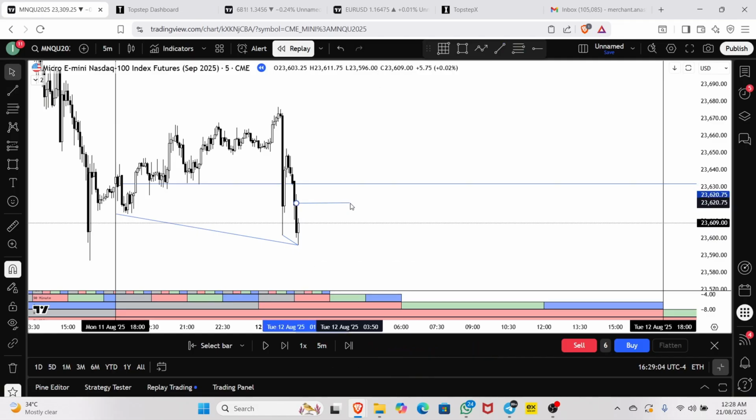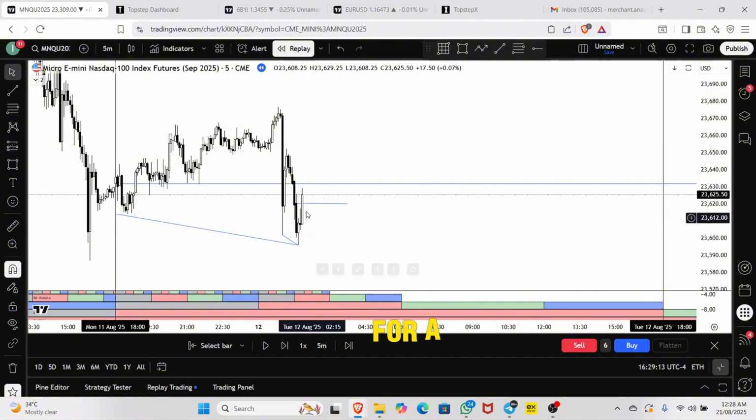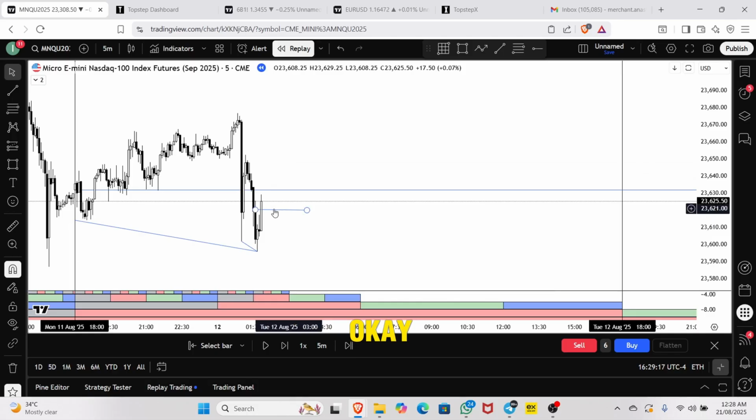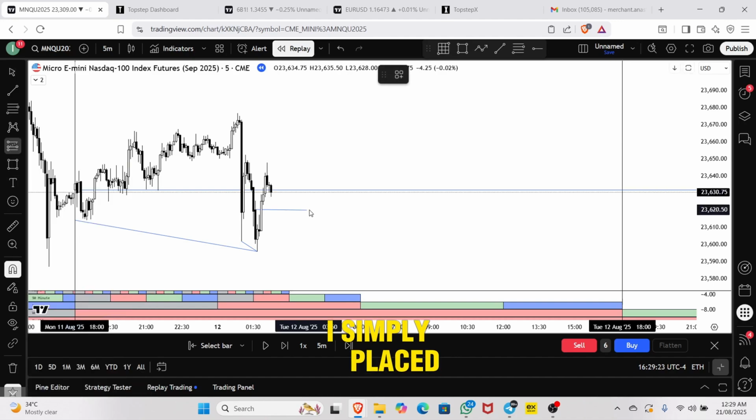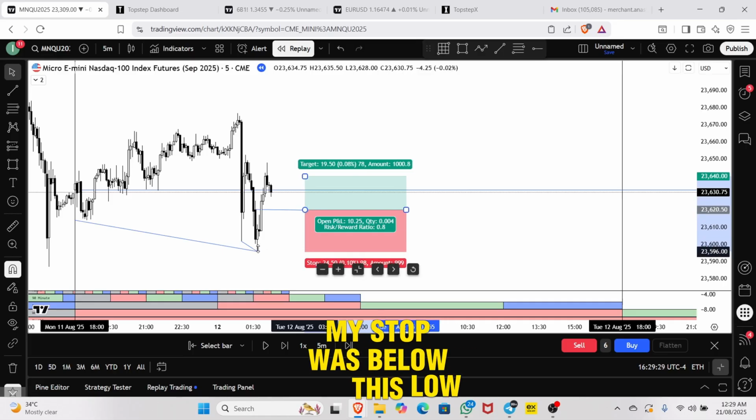And I just patiently waited for a true change in the state of delivery right there. The moment I saw this, I simply placed a limit right there. My stop was below this low.